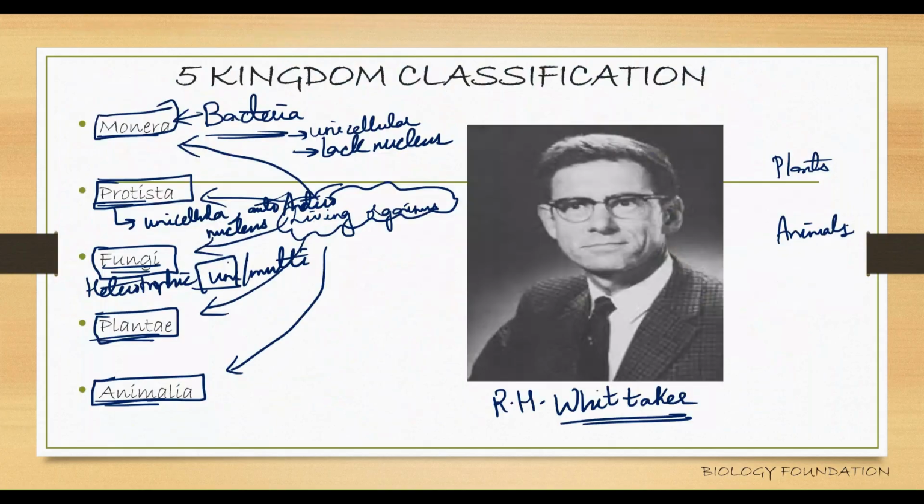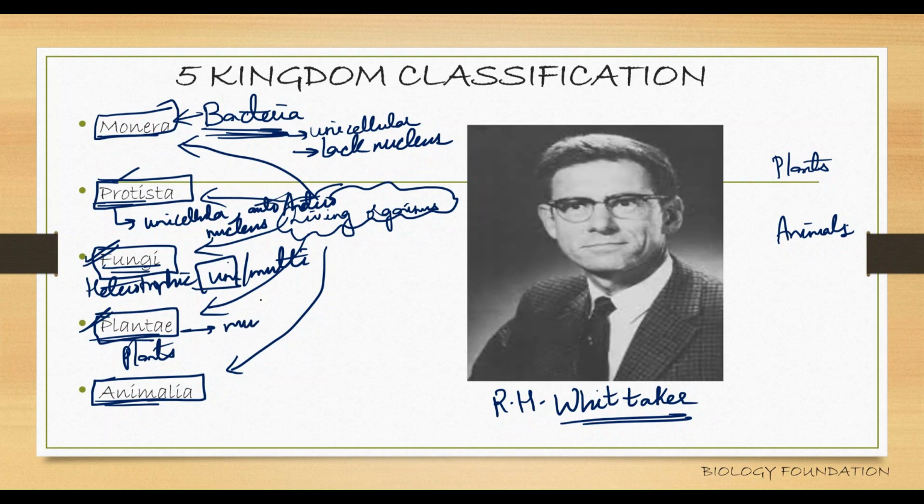So this is the five kingdom system of classification given by R.H. Whittaker, where Monera includes bacteria, which are unicellular organisms lacking a nucleus, and these bacteria are ubiquitous, omnipresent, found everywhere. Protista are the organisms which are unicellular but have a nucleus, and they can be photosynthetic or non-photosynthetic. That means these organisms can be autotrophic or heterotrophic. Fungi, all the fungi are heterotrophic without any exception, but they can be unicellular or multicellular. Plantae includes all plants.